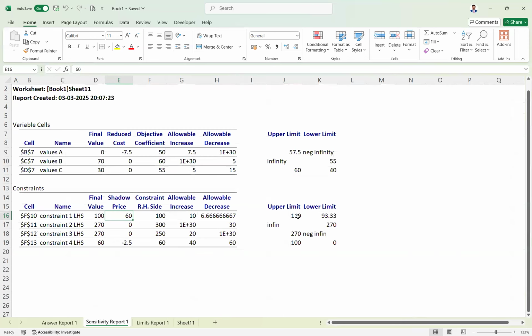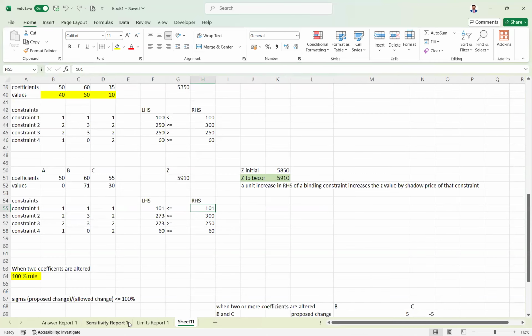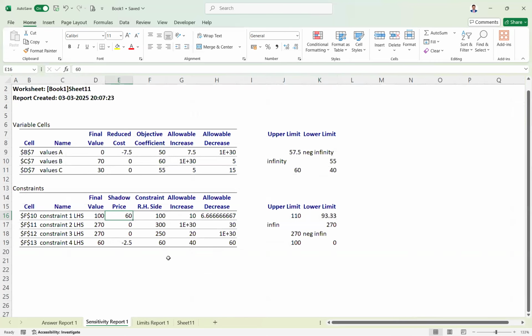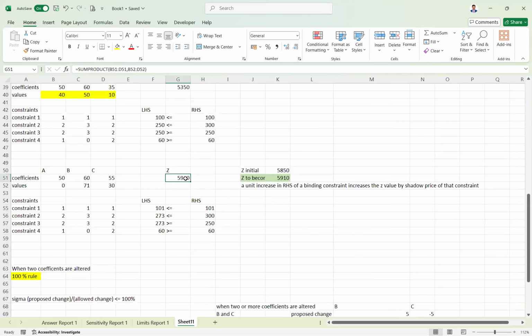Is 101 within the limit? Yeah, since it is ranging from 110 to 93.3, so 101 is in the limit. So for that increase of 1 unit, what is the shadow price? 60. So that 60 has been added here. That is what we have seen.